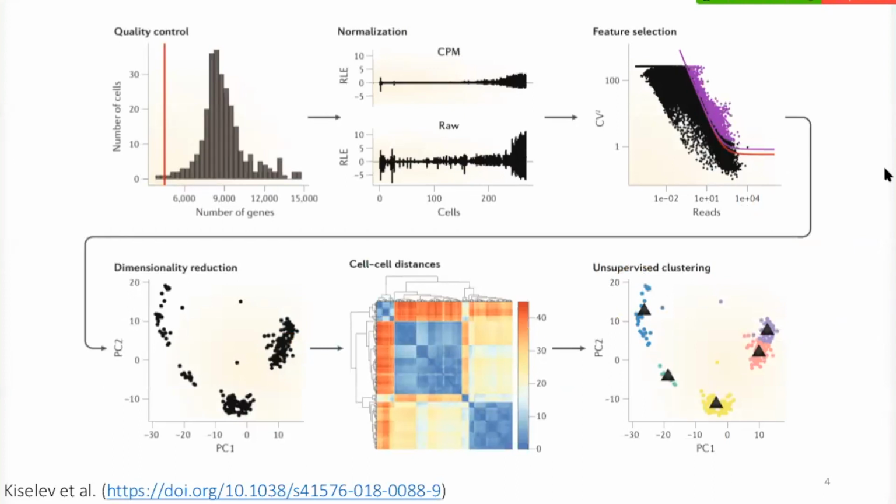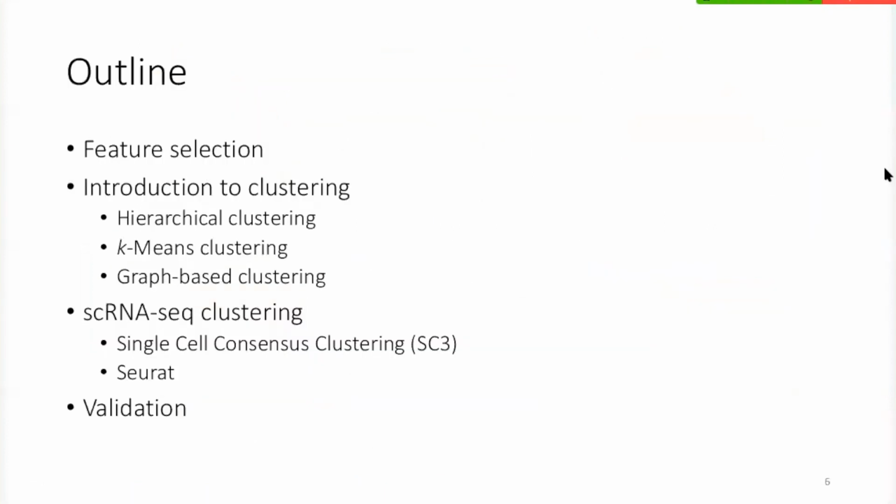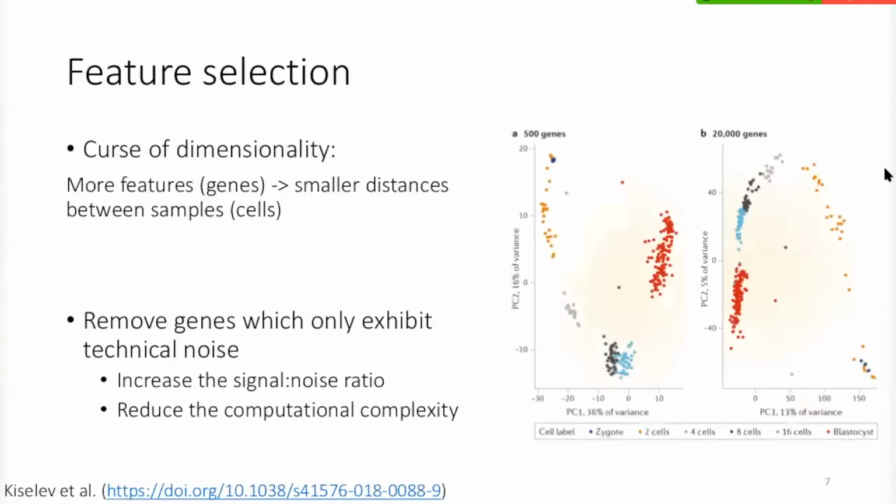So again, this is a bit in more detail. So we did QC, normalization, we need to do some feature selection, dimensionality reduction, and then the clustering step. So these are already covered so far, right? So this is what you just did this morning. We talked a bit about feature selection, but I'll reiterate that a little bit, and then we talk about clustering immediately. So this is the outline of what we will do.